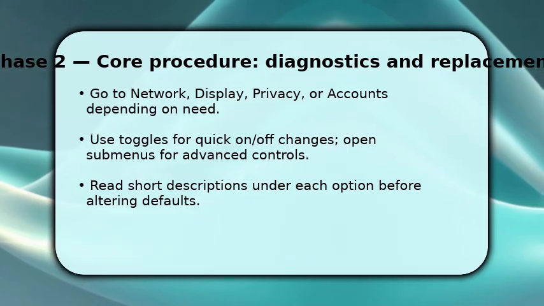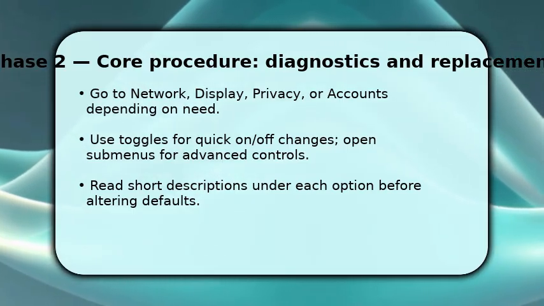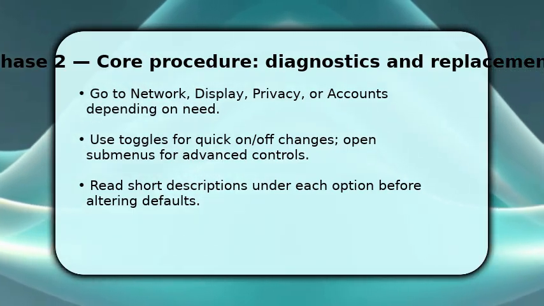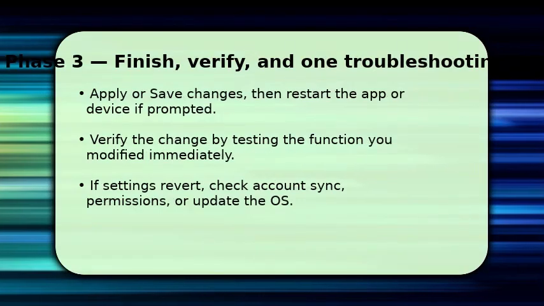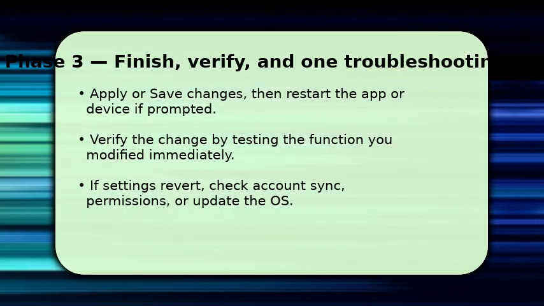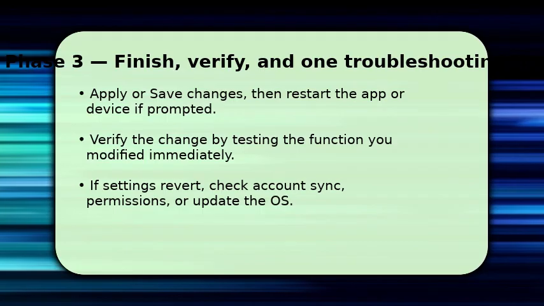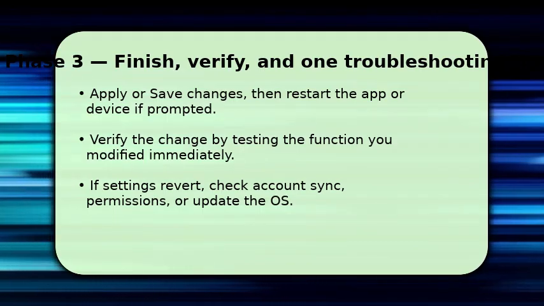You finish by saving or applying changes. Some systems require a restart, so do that if prompted. Once the device reboots, verify the change by testing the exact feature you modified. This confirms success. If the setting reverts or behaves oddly, check account sync and app permissions first, then make sure your system is up to date. Updates often fix configuration bugs. If problems persist, note the error.